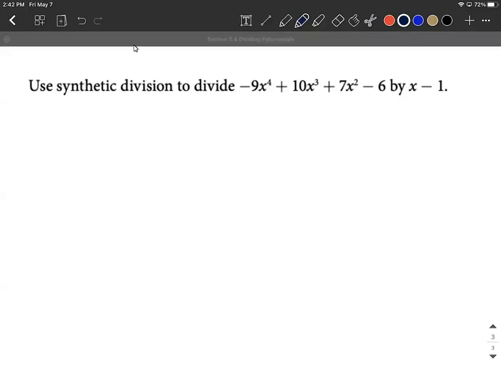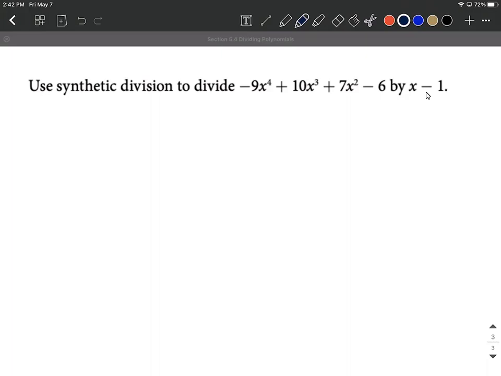Okay, another synthetic division problem. On this one, the setup is key. All right, more than anything else, the setup is key because the process really isn't that bad. But as we're trying to divide this fourth degree polynomial by x minus 1, it is set up for synthetic division because we're dividing by 1x to the first power plus or minus a number.